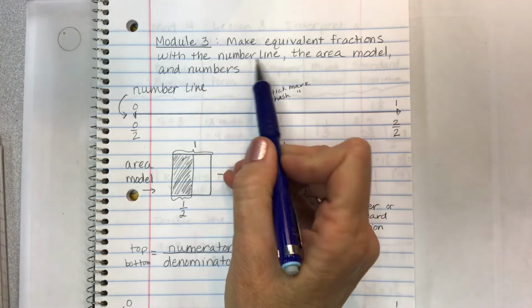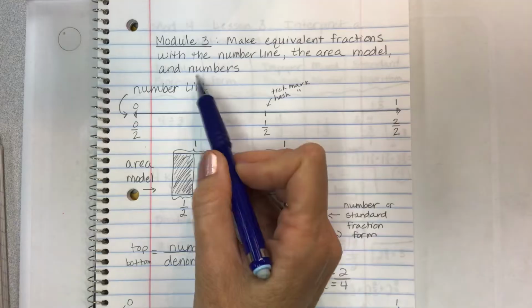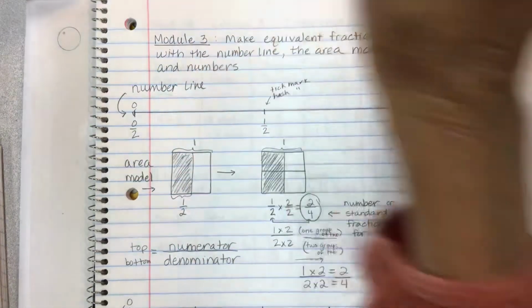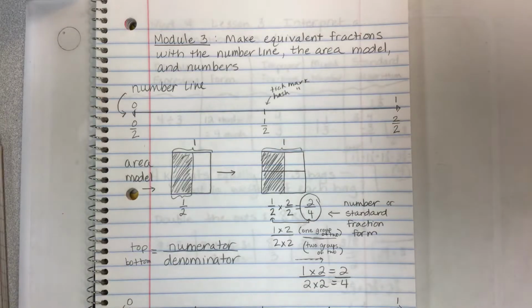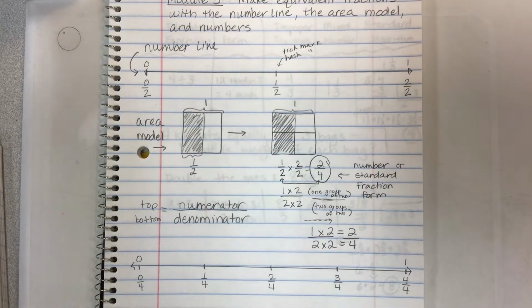And we're going to use a number line to do this, and we're going to use an area model to do this, and we're going to use numbers. Talk about a jam-packed lesson. So let's take a look at what is in the book. Here are some sample problems.